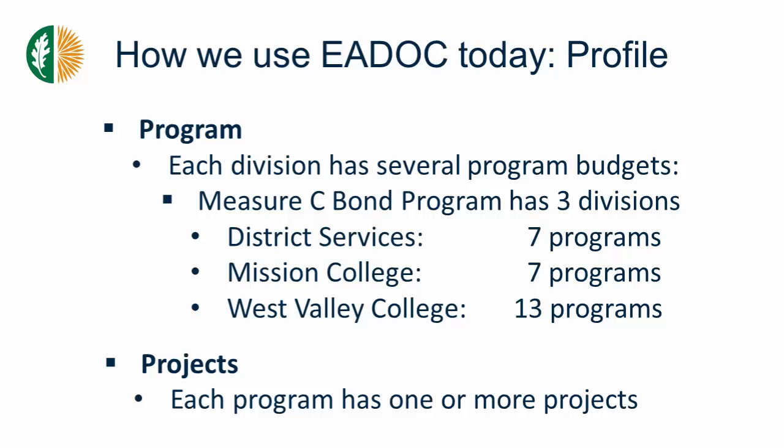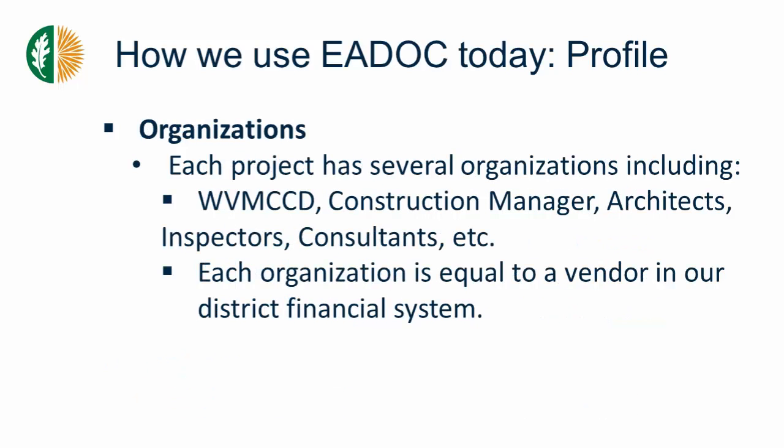Rolling up under the programs, each program can have 1 or more projects under it. Again, I'll give you a live demonstration of this later. Moving on, under each project, we set up all the organizations that are involved on the project, which includes the district, construction manager, architects, inspectors, consultants, on and on. Anyone that has a contract and is involved with a project is set up as an organization. And for us, each organization in EADOC is equal to a vendor in our district financial system.